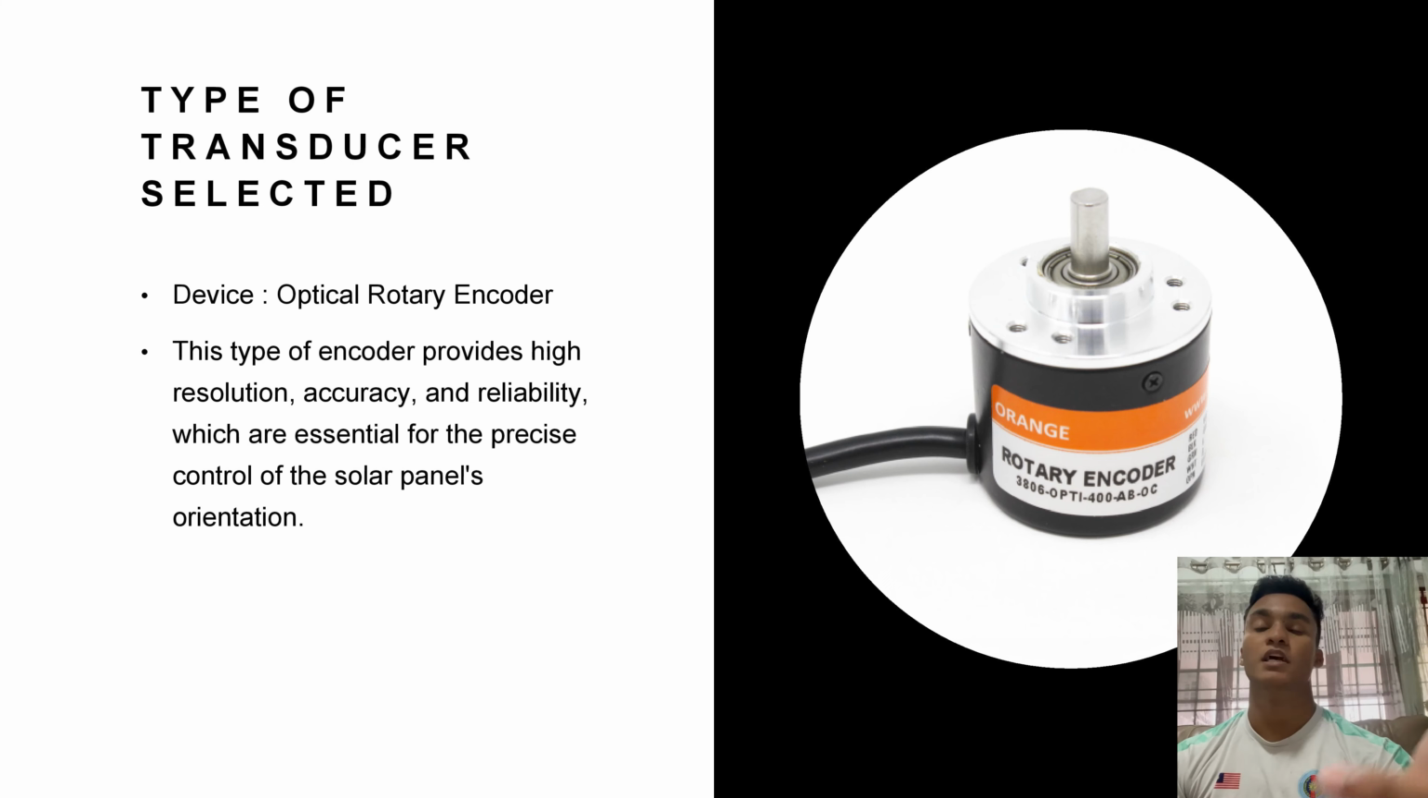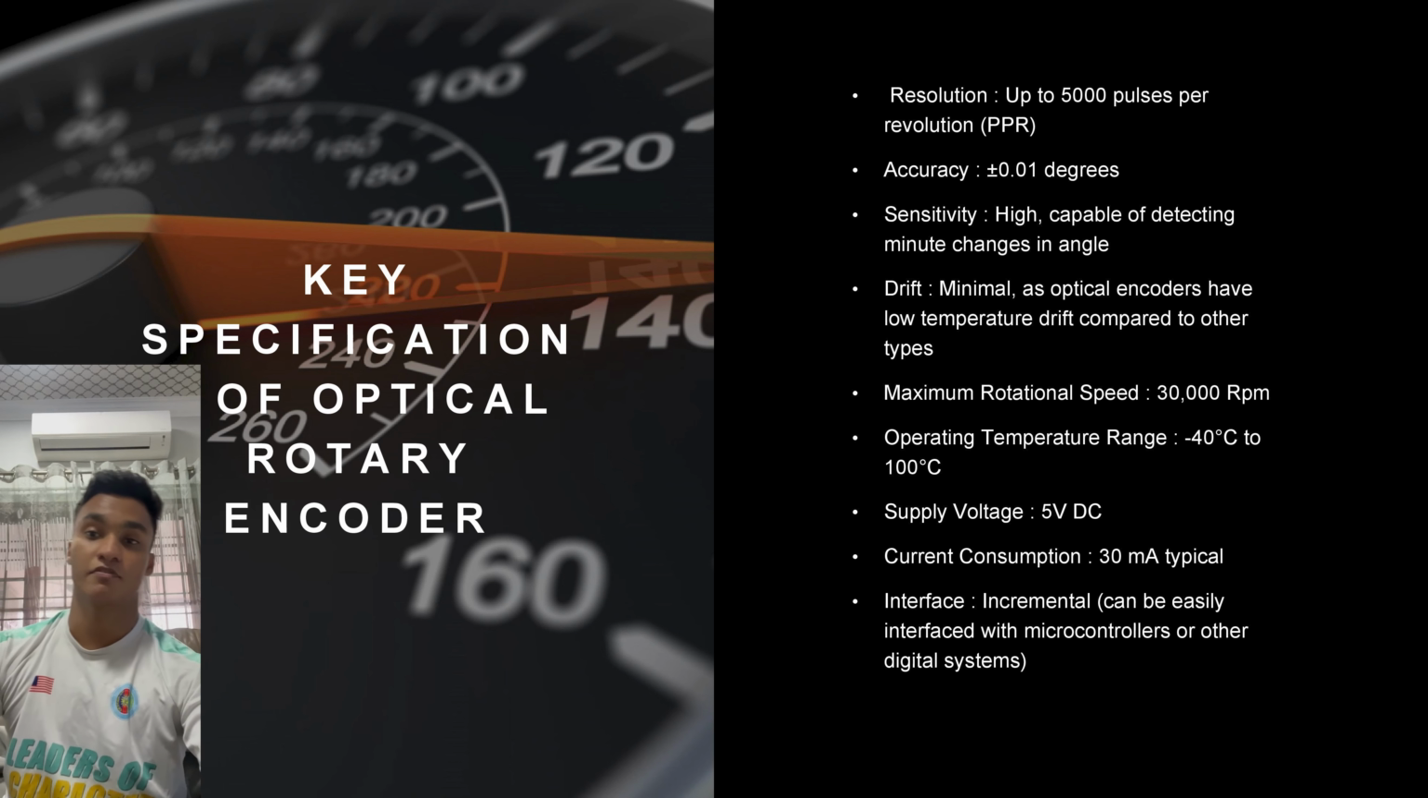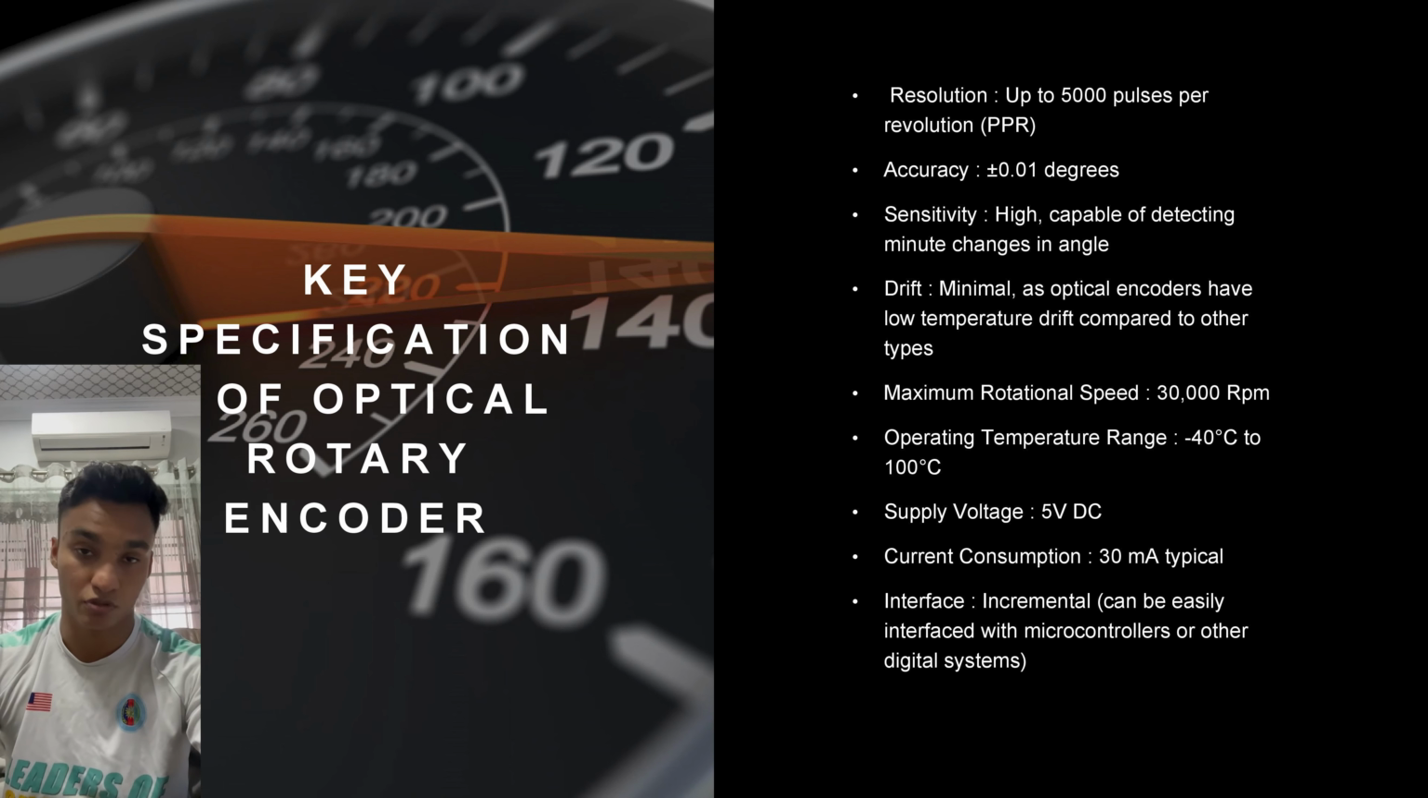The type of transducer selected is the optical rotary encoder. This type of encoder provides high resolution, accuracy, and reliability, which are essential for the precise control of the solar panel's orientation. Next are the key specifications of the optical rotary encoder.